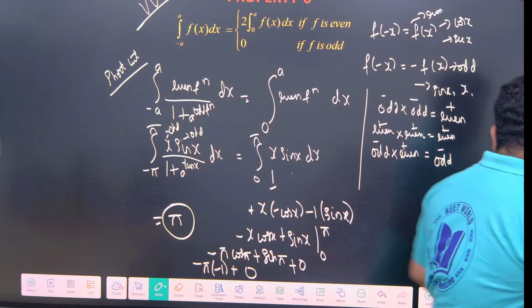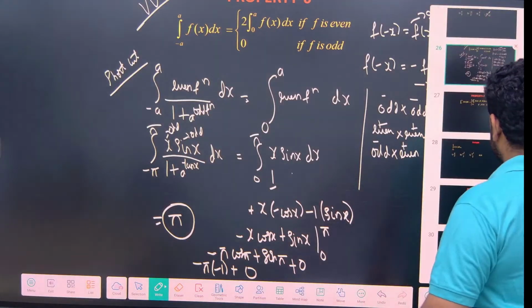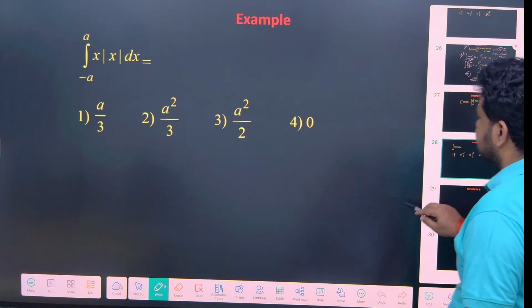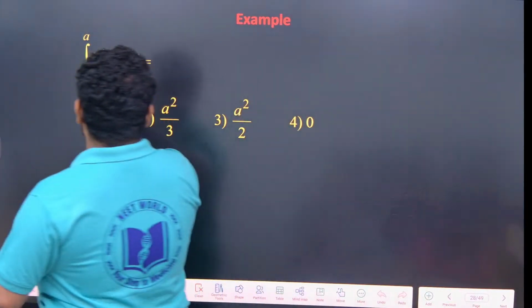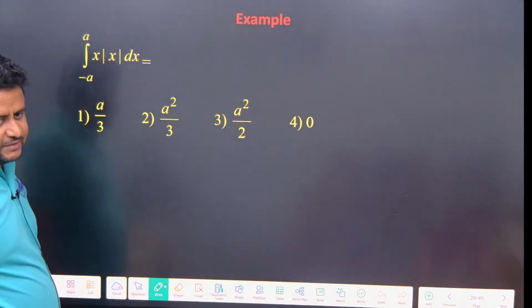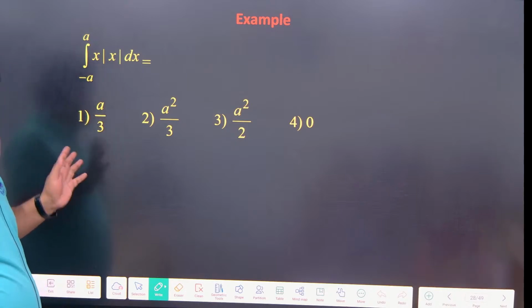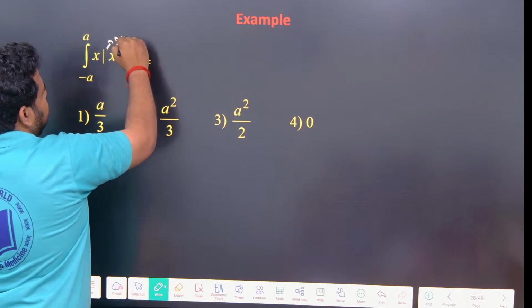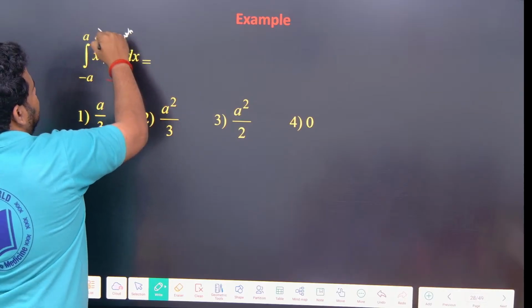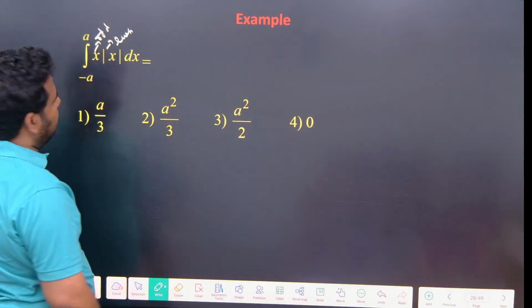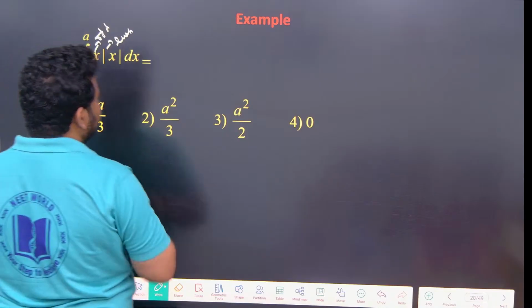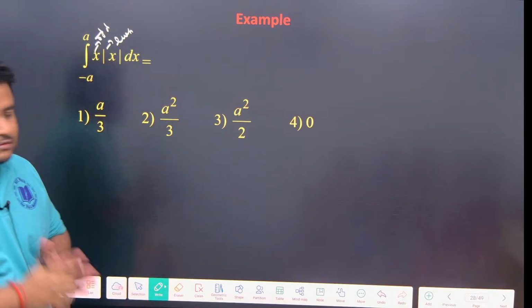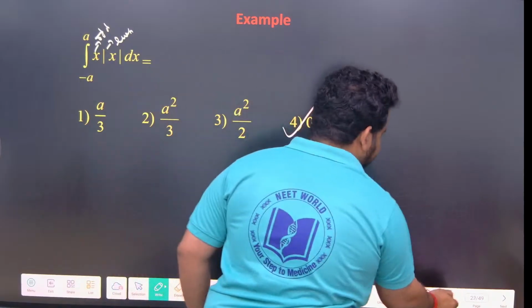We will take up one question based on this. Now here they have given, please observe, integral from minus a to a of x into mod x dx. So mod x will definitely give a positive value. This is even and this is odd. Odd into even is odd only. So the answer is 0.